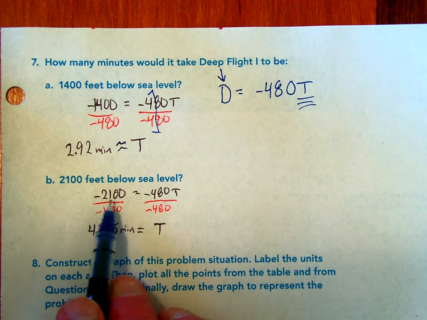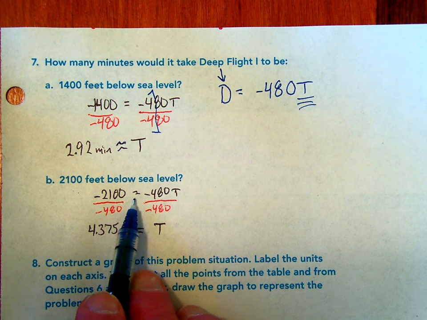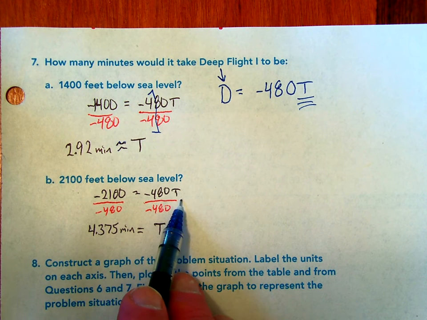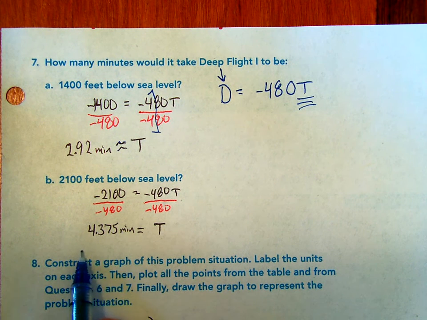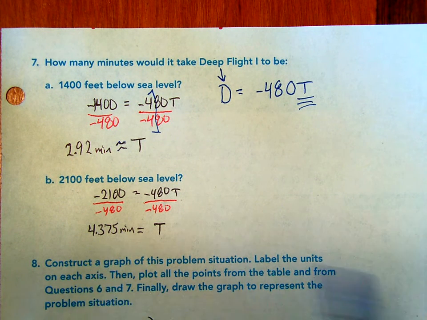How many minutes would it take to reach 2,100 feet below sea level? So negative 2,100 equals negative 480 times t. Again, I'm dividing by negative 480, and I get t equals 4.375 minutes, so a little more than 4 minutes.